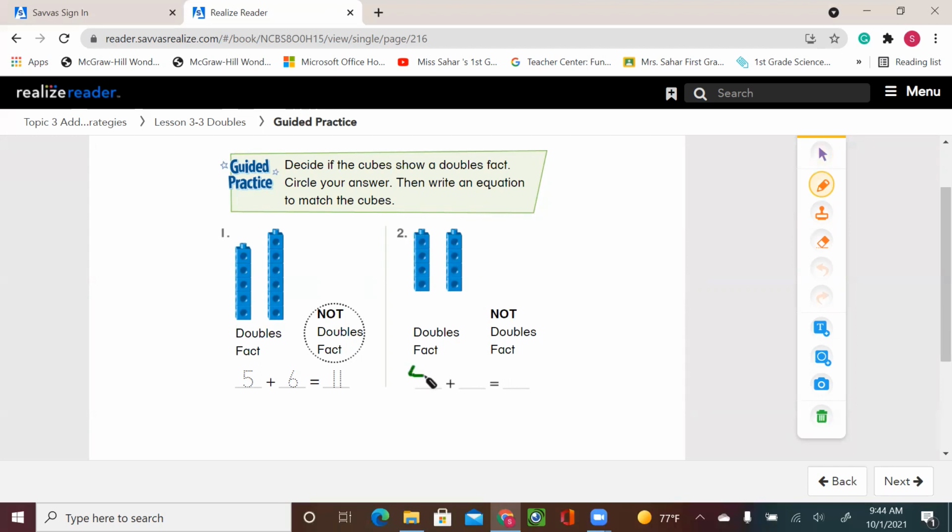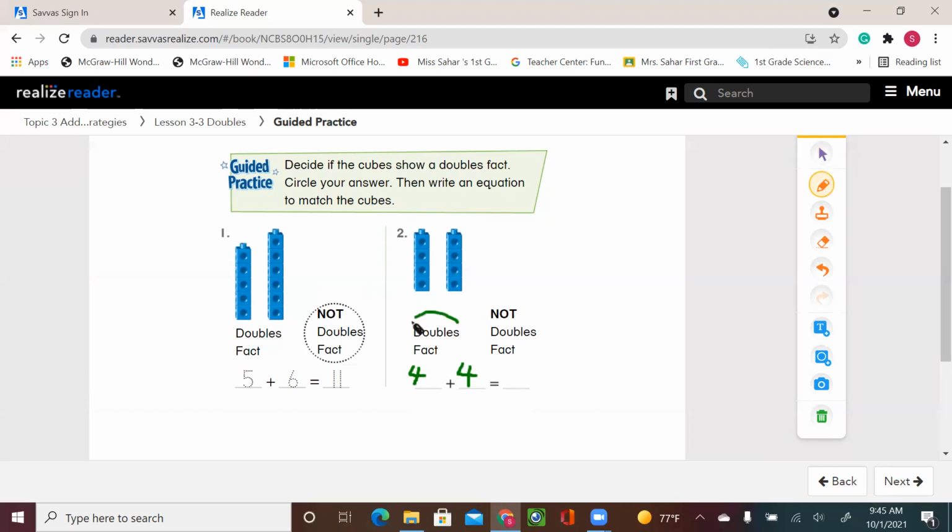So my first tower has 4 counters or 4 cubes. Let me do the second one. 1, 2, 3, 4. Again, we have the same number. So when I look at this, I know that this is a doubles fact because both addends are the same. Same number, I'm going to add it twice.